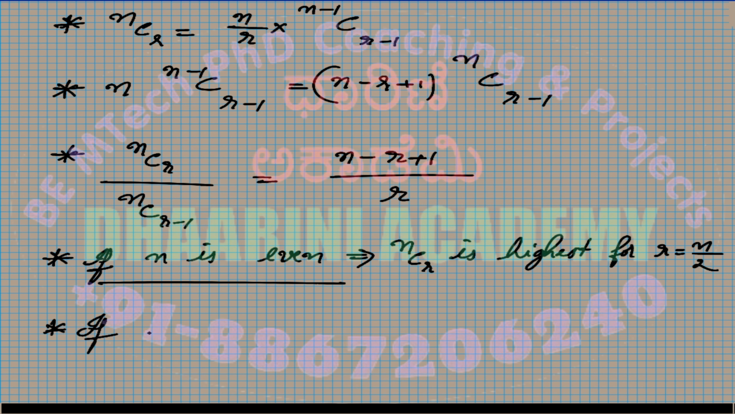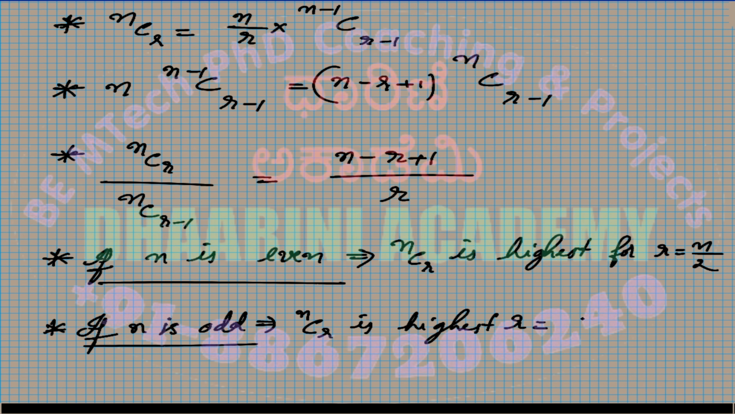So let us say if n is odd, then nCr is highest for r equal to (n minus 1) by 2, or r equal to (n plus 1) by 2. Both will give you the highest, either this or that.